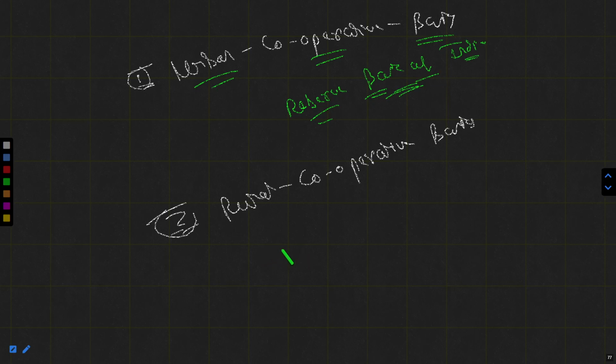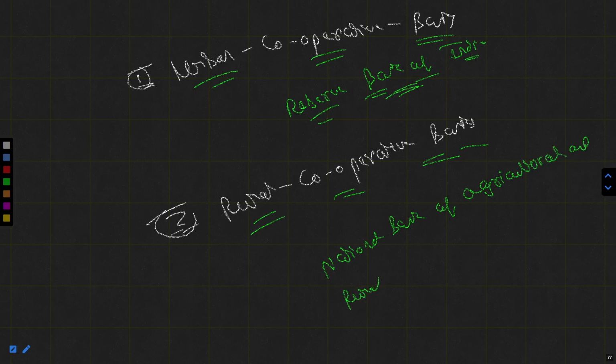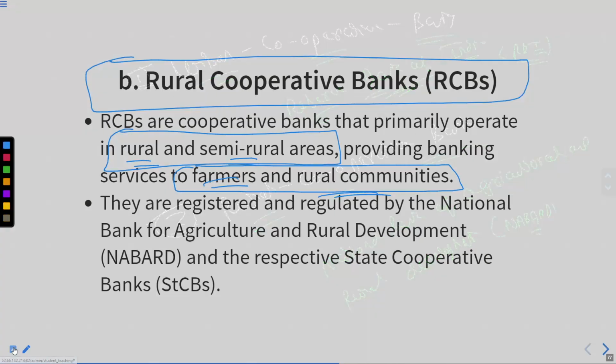Okay, whereas regional or rural cooperative banks come under the National Bank for Agricultural and Rural Development, NABARD in short. Here is RBI. So remember this. UCBs directly report to the RBI, whereas RCBs directly report to the NABARD and the state cooperative banks. It means that generally the district cooperative banks.